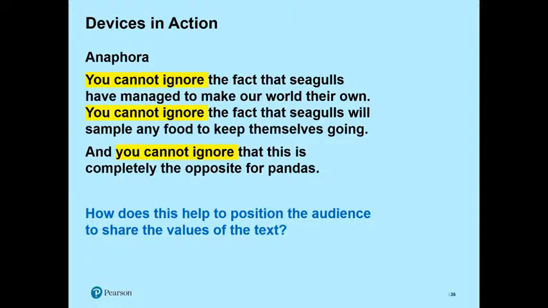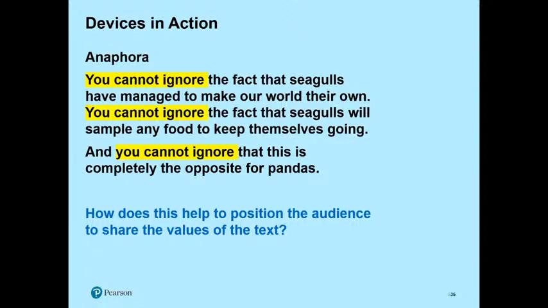Okay. Now, hopefully, this sort of repeated structure of you cannot ignore, you cannot ignore, you cannot ignore, allows you to convince your audience that they have to pay attention to these points. And actually, that rhythmic anaphora makes things very predictable. And you get people into going, oh, yeah, okay, now that's true.